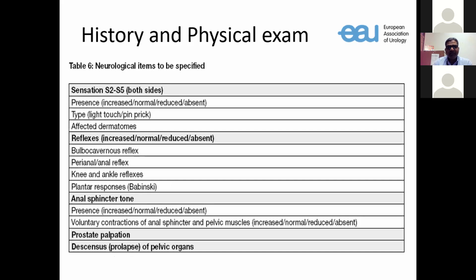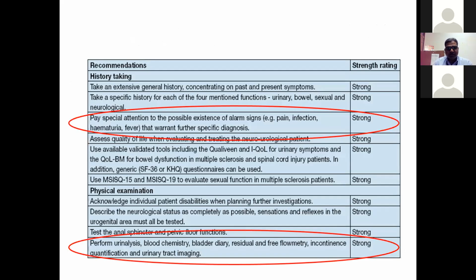The physical exam must include examination of reflexes pertinent to lumbosacral spinal cord levels, such as the bulbocavernosus reflex, the perianal anal reflex, the anal tone, and the knee and ankle reflexes. The prostate must be palpated because a benign enlarged prostate can complicate the matter further, and whether there is any prolapse of pelvic organs. The recommendation of the EU guideline is that one must pay attention to alarming signs such as pain, infection, hematuria, and fever, which warrant further diagnosis.